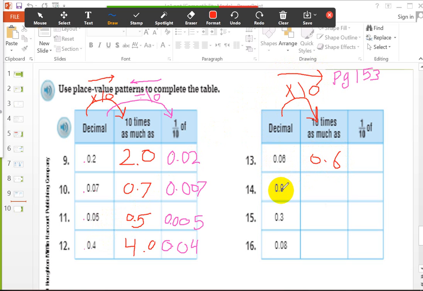It will be 0.6. Move the decimal point one digit to the right side. It will be 9.0. Move the decimal point to the right side also. So it will be 3.0. Move the decimal point to the right side, just one digit. It will be right here, so the number will be 0.8.